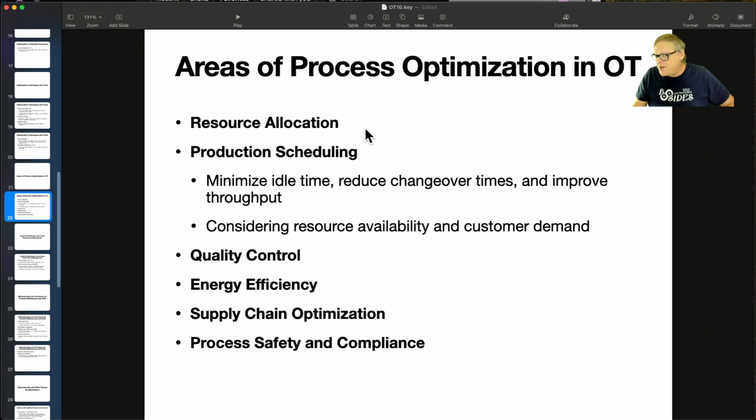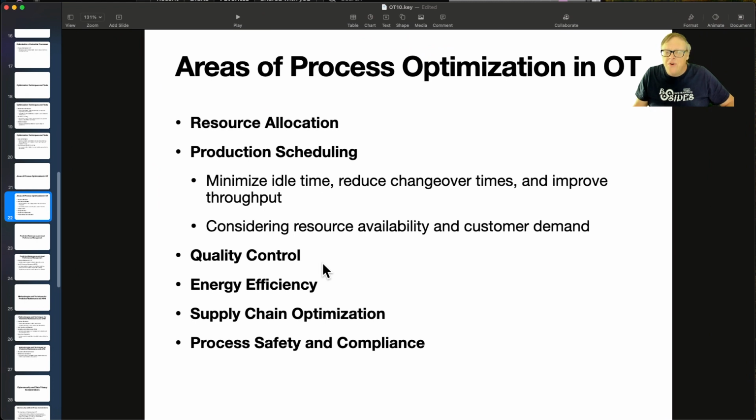Same thing happens inside computers. You try to allocate your various resources so they're all doing work as efficiently as possible. You try to schedule things that happen at the right time so they will meet customer demand and resource availability. Like there's a lot of difference in the price of electricity at different times of day and things like that.